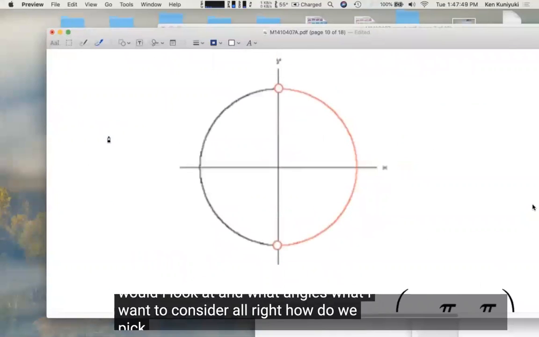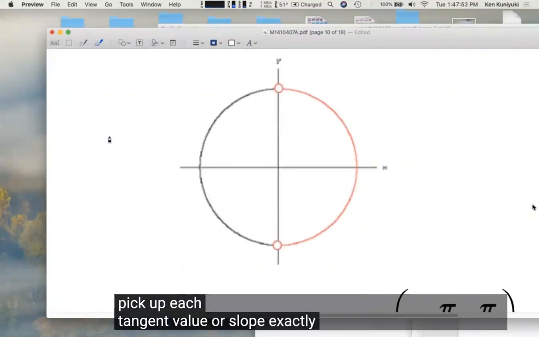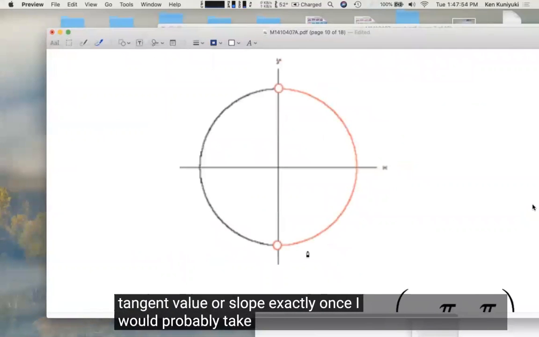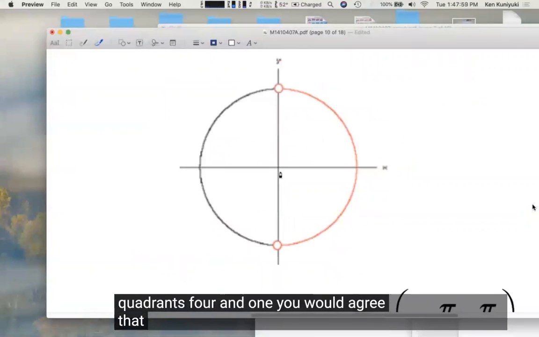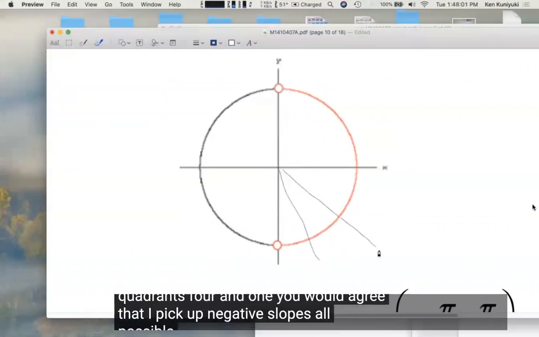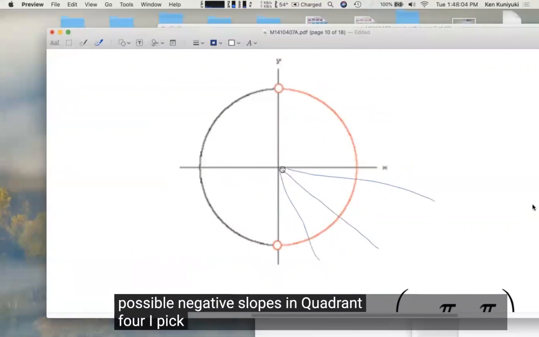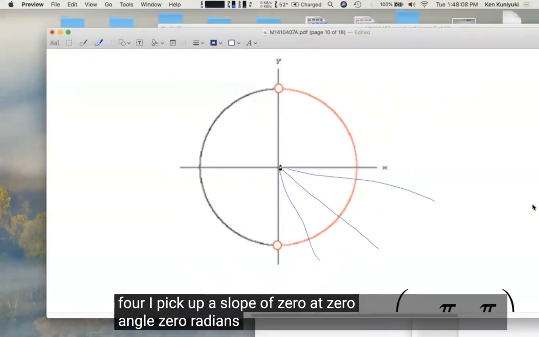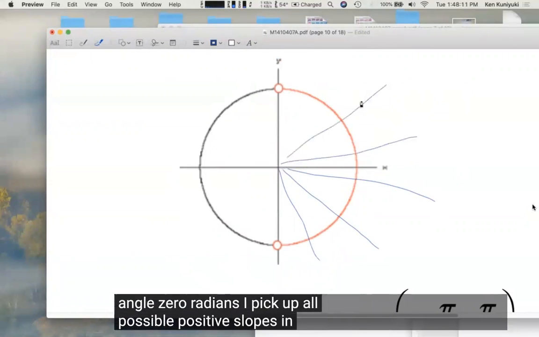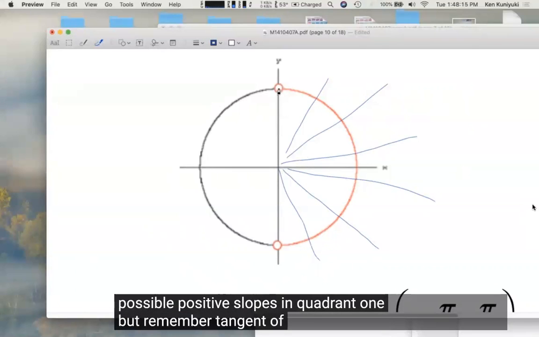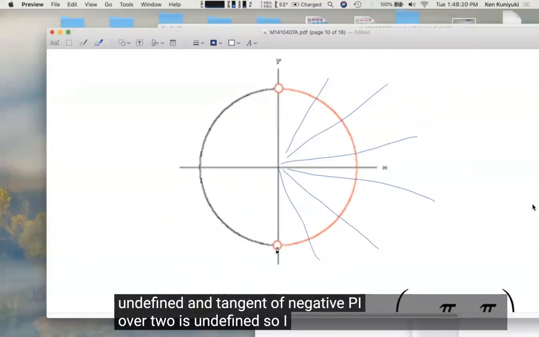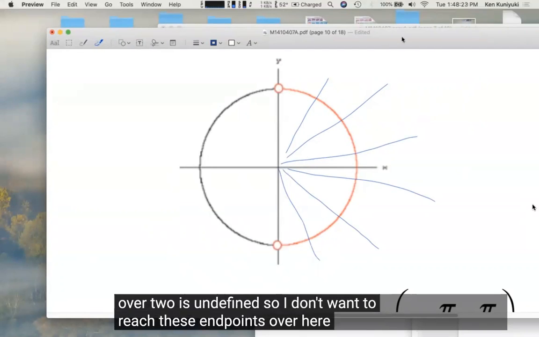All right, how do we pick up each tangent value or slope exactly once? I would probably take these angles in quadrants 4 and 1. You would agree that I pick up all possible negative slopes in quadrant 4. I pick up a slope of 0 at angle 0 radians. I pick up all possible positive slopes in quadrant 1. But remember, tangent of pi/2 is undefined, and tangent of -pi/2 is undefined. So I don't want to reach these endpoints over here.